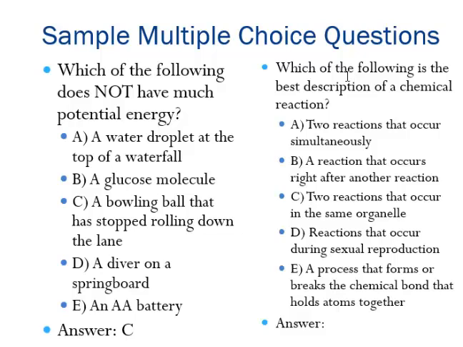And next question, which of the following is the best description of a chemical reaction? A. Two reactions that occur simultaneously. Well, again, there could be coupled reactions, but they don't necessarily have to be. That's not much of a description. B. A reaction that occurs right after another reaction. Again, not necessarily. It could be a sole reaction. C. Two reactions that occur in the same organelle, same problem. D. Reactions that occur during sexual reproduction, which has nothing to do with anything.